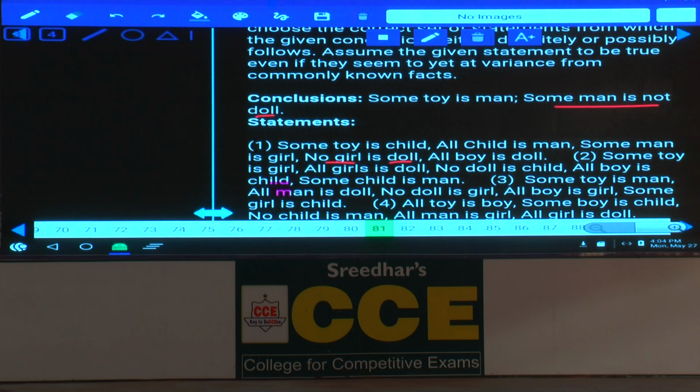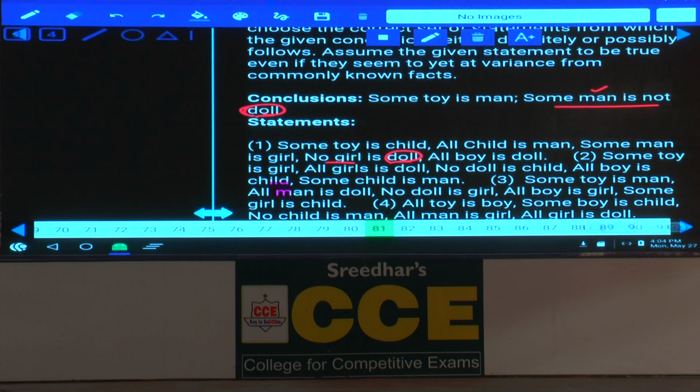Yes, listen to this very carefully. No girl is a doll, and in the conclusion we should have doll. That means this doll must be present as it is. And in another statement, we should have a relation between girl and man, because man should come and girl should go, because the middle term should not be present in the conclusion. The middle term should be present in the statements, it should be distributed once, and it should not be present in the conclusion.